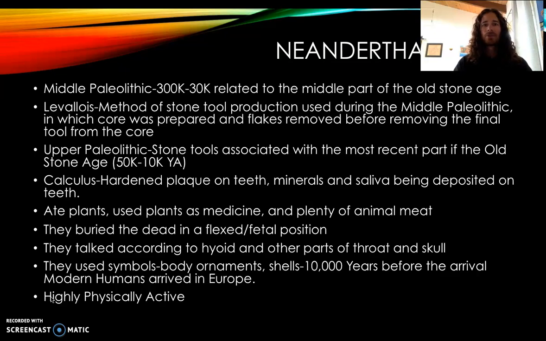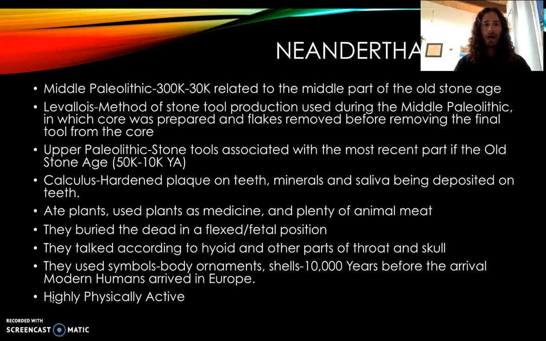Levallois is the method of stone tool production used during the Middle Paleolithic, in which the core was prepared and flakes removed before removing the final tool from the core. So the difference here in terms of stone tool technology is that back in the day when Homo erectus and even Homo habilis were making tools, the core, or the key material that they were using, would have become the tool. Now, in the Levallois time period, essentially the core isn't essential, but once you knock off a giant flake, that becomes a smaller stone tool. So now they're starting to use what used to be waste flakes as tools themselves.